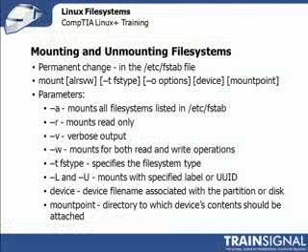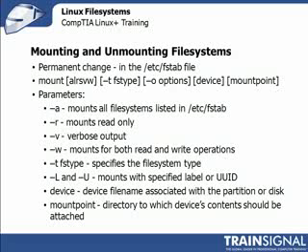You can either mount a file system on a one-time basis using the mount command, or make the change permanent in the /etc/fstab file. The syntax for mount is as follows. mount, followed by the parameters that we'll talk about in just a second, -t file type, -o for options, followed by device, followed by mount point.